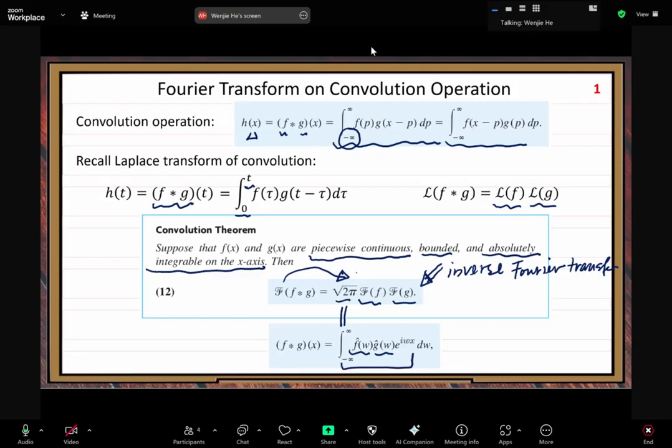There is a cancellation, right? Here we need to multiply this constant, but for the inverse transform we have 1 over root of 2 pi. So they cancel out. So here you can see the inverse Fourier transform, the leading constant becomes 1.